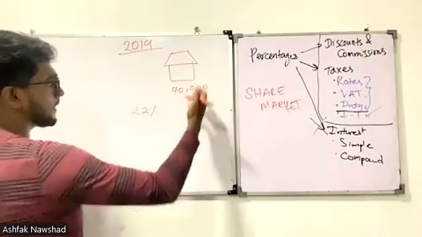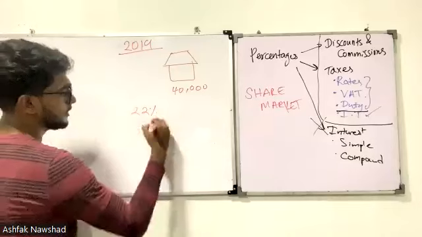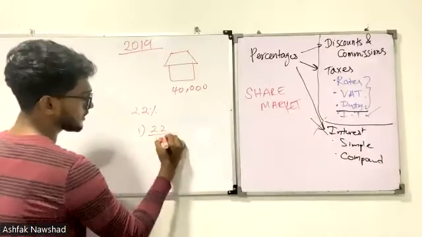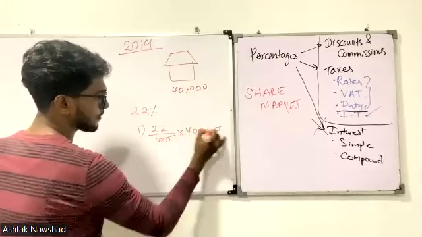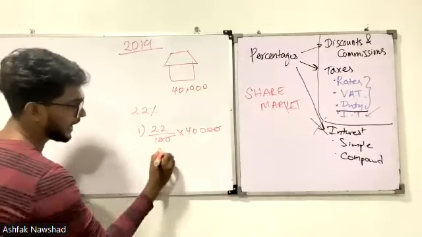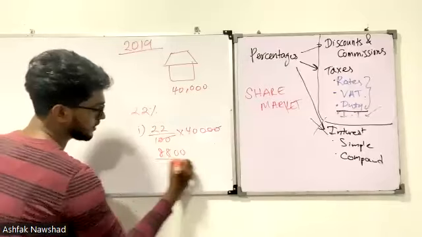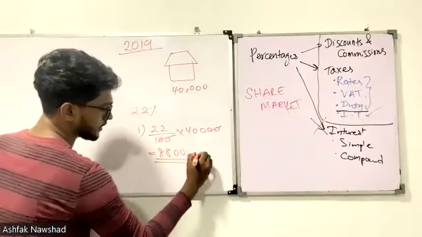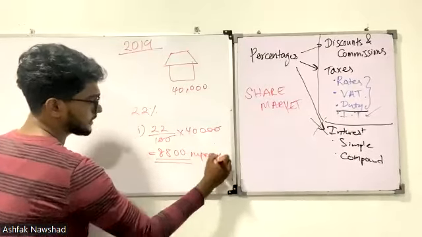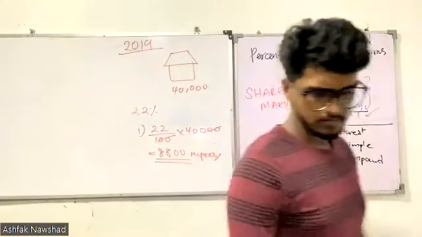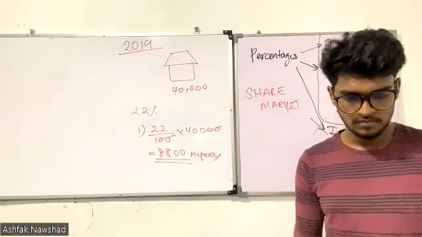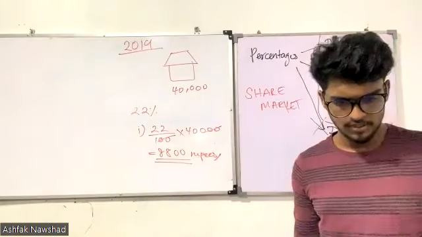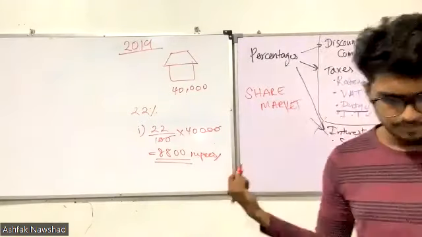Simple, you just have to multiply this. What's the annual rent? 22% of 40,000, which is 4 times 22 is 88 and double zeros, which means 8,800 rupees. Is the first one clear? Yes, the first one is clear.